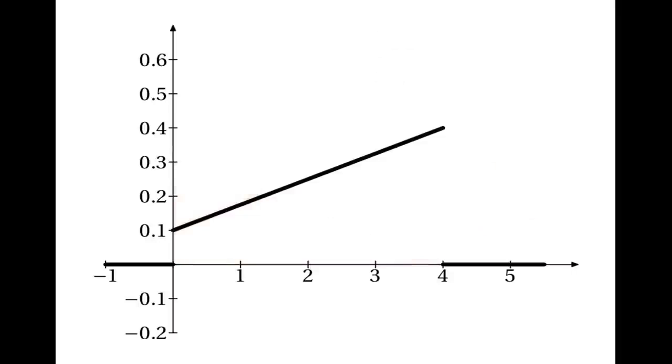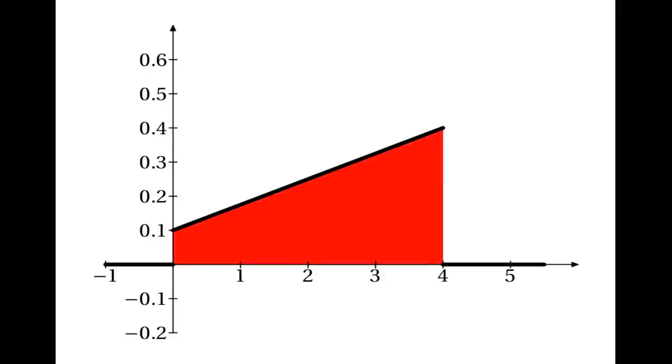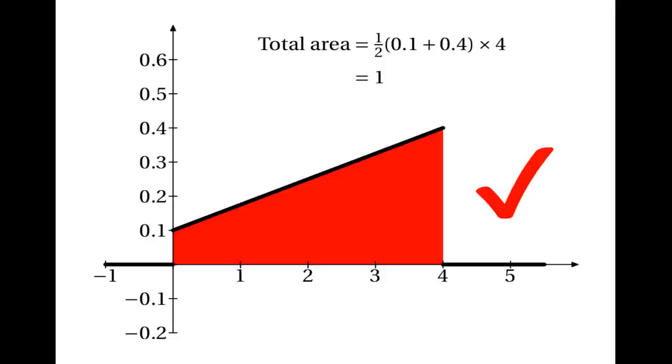What about this function? Could this be a probability density function? Well, again, we need to find this area and check whether or not it's equal to 1. Well, this time we've got a trapezium, and so the way to find its area is to do the average of the parallel sides multiplied by the perpendicular distance between them. So we need to find the average of 0.1 and 0.4 and multiply that by 4. That does give us the answer 1, and so this could be a probability density function.